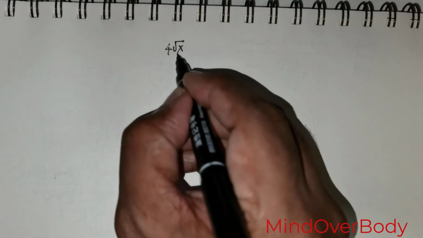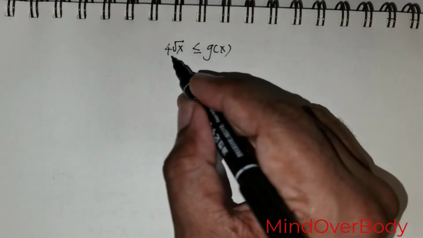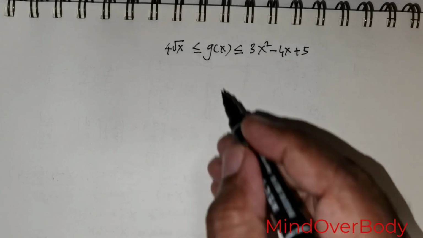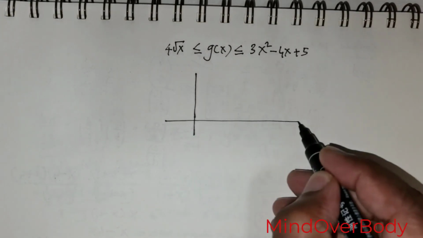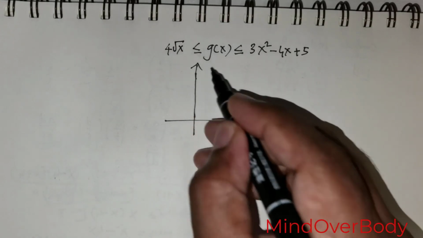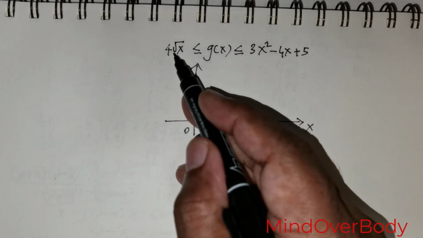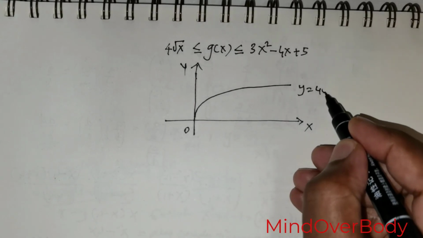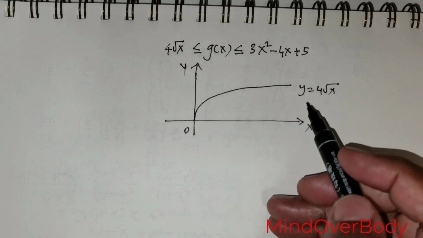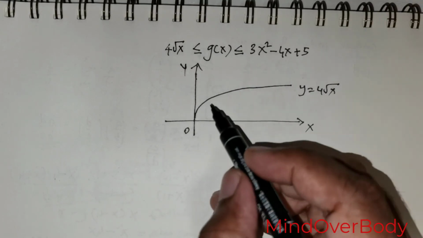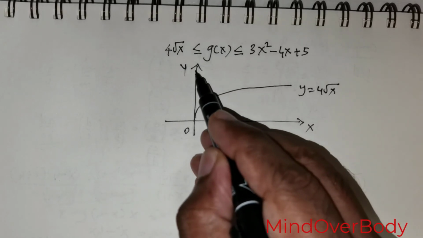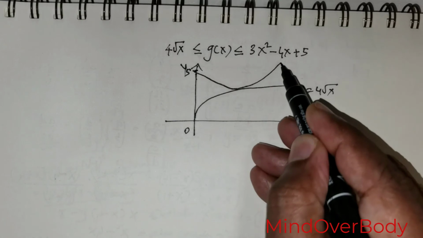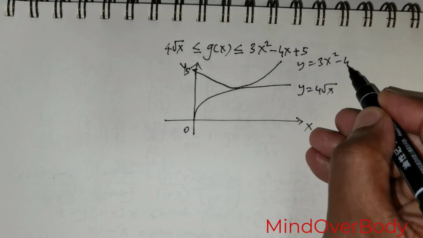I've got a function g of x defined between 4 times root of x and 3x squared minus 4x plus 5. Now graphically, if I were to represent this, let me have it in this fashion. X-axis, y-axis, 0,0. 4 times root of x, let me just assume that it looks like this. And 3x squared minus 4x plus 5, at x equal to 0 this point is 5. Imagine the graph is moving like this. So this is y equal to 3x squared minus 4x plus 5.